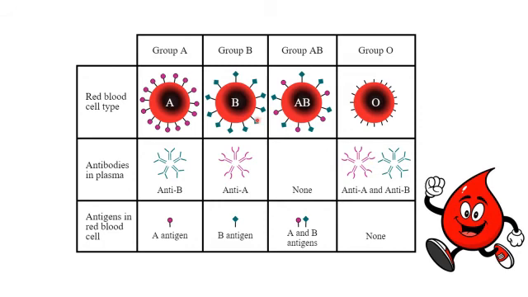If you are a blood type B person, your antibody is antibody A, or anti-A, and your antigen is B antigen. If you are a blood type AB person, you don't have any antibodies, but you have AB antigens attached on your red blood cells. And blood type O doesn't have any antigen, but they have antibody A and antibody B. The antibodies are very important in fighting diseases.